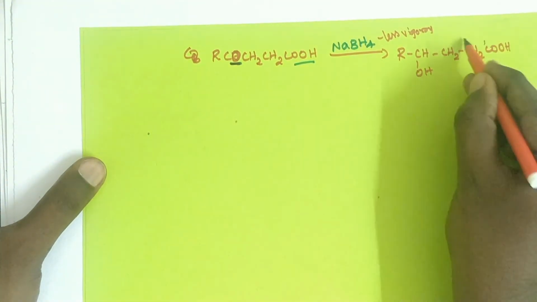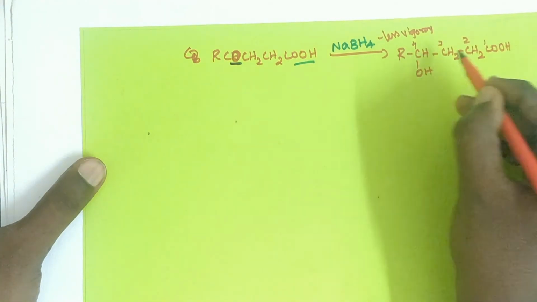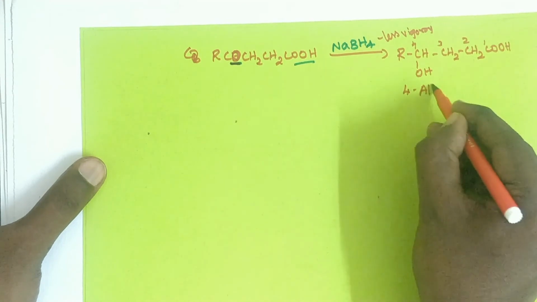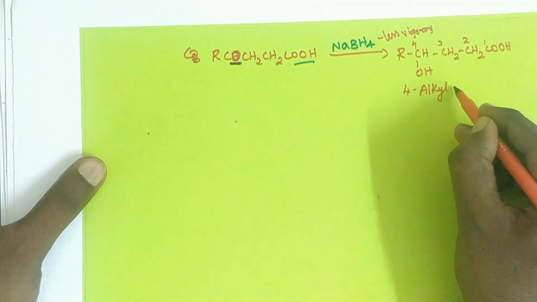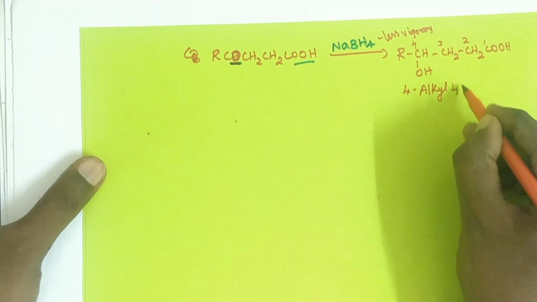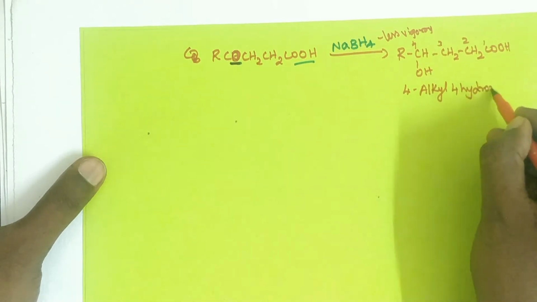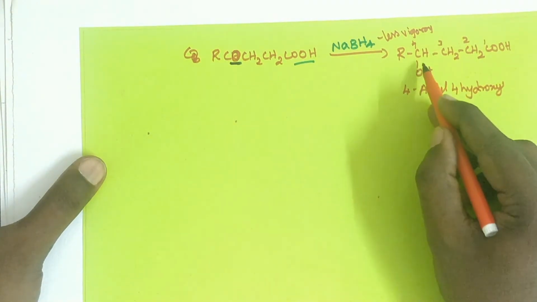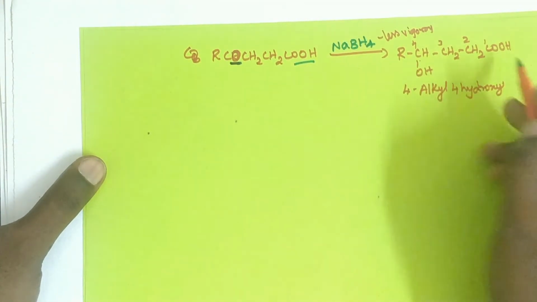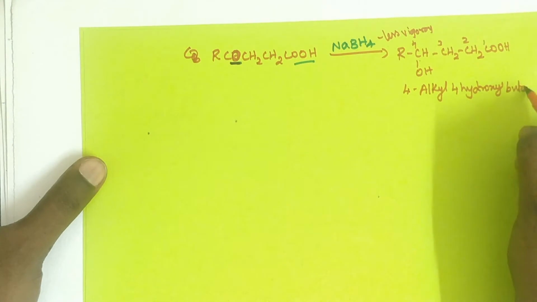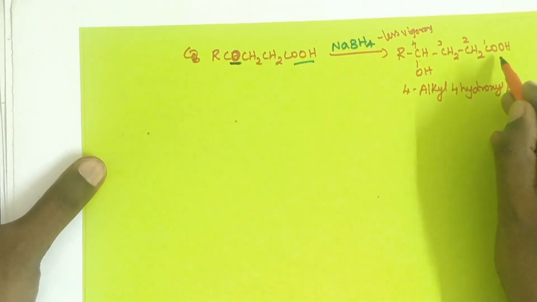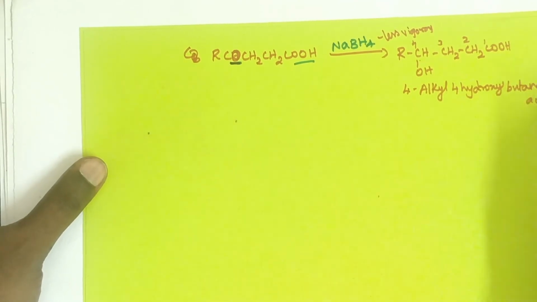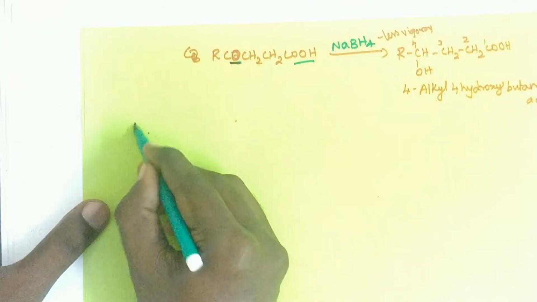So naming, 1, 2, 3, 4. The fourth carbon contains the alkyl group. So 4 alkyl. The fourth carbon contains the hydroxyl group. So 4 hydroxy. And the remaining is 3 carbons. Remaining 1, 2, 3, 4 carbons. So butyl. The functional group is COOH, so end with oic acid, so butanoic acid. So last preparation.